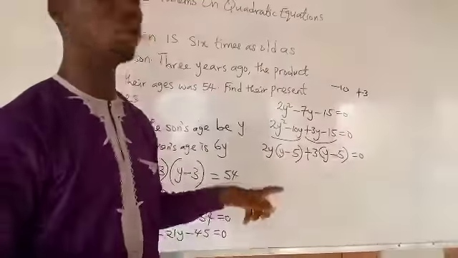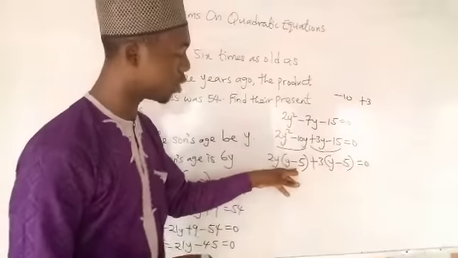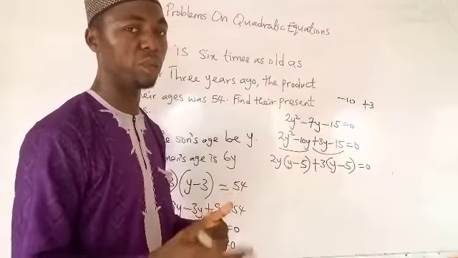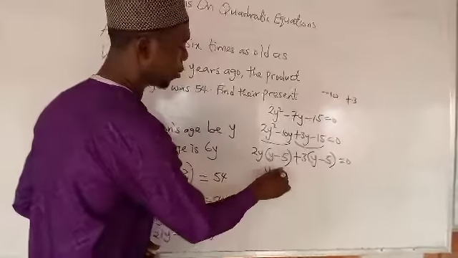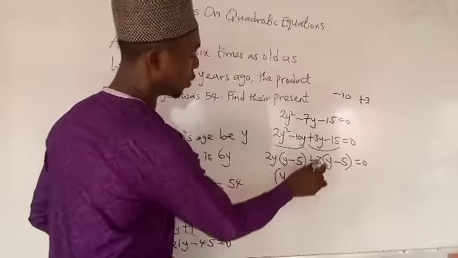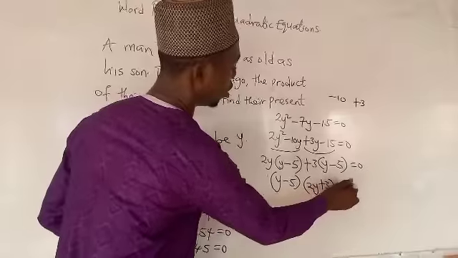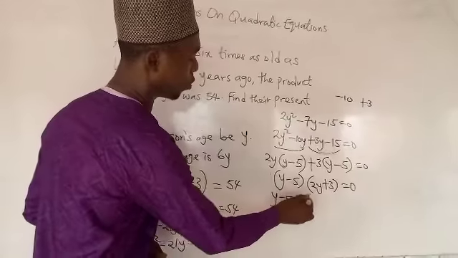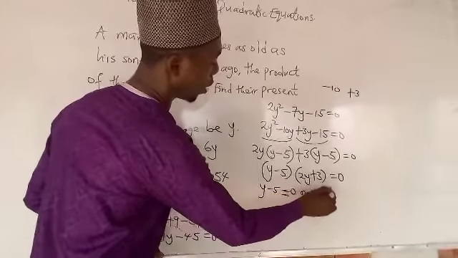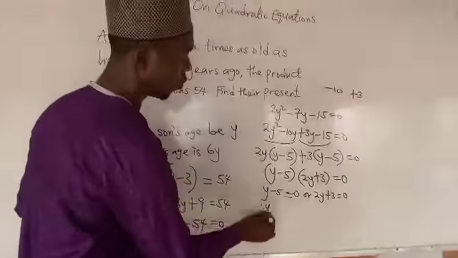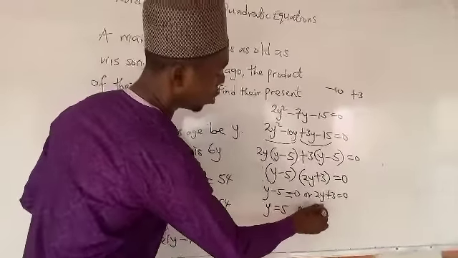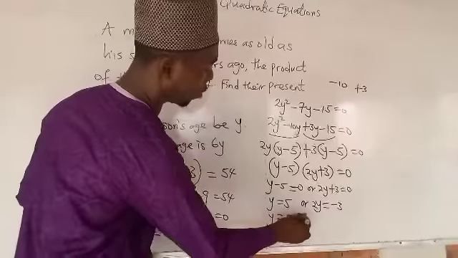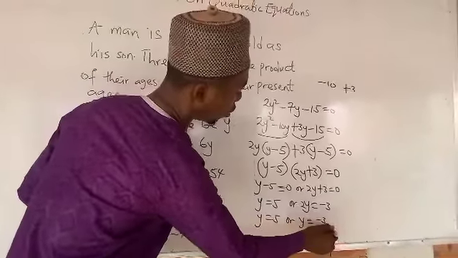Don't forget that what we should always look out for in this expression, the bracket and this other one must be the same. If they are different, that shows we have made a mistake somewhere. So we have y minus 5. Then this one's outside. 2y plus 3 equals to 0. So that means y minus 5 equals 0, or 2y plus 3 equals 0. Y equals 5, or y will be, 2y equals minus 3. So y equals 5, or y equals minus 3 over 2.